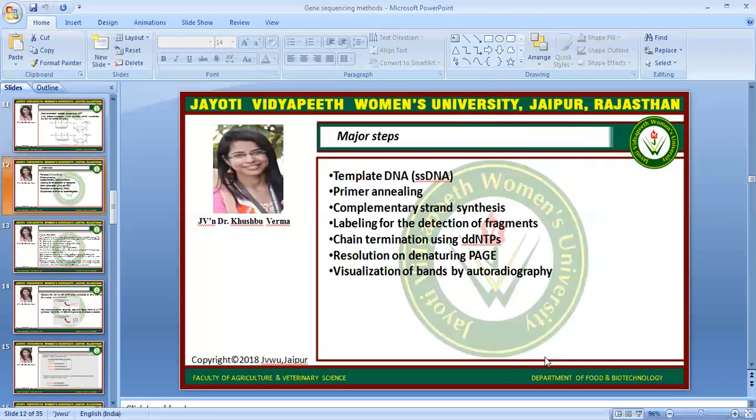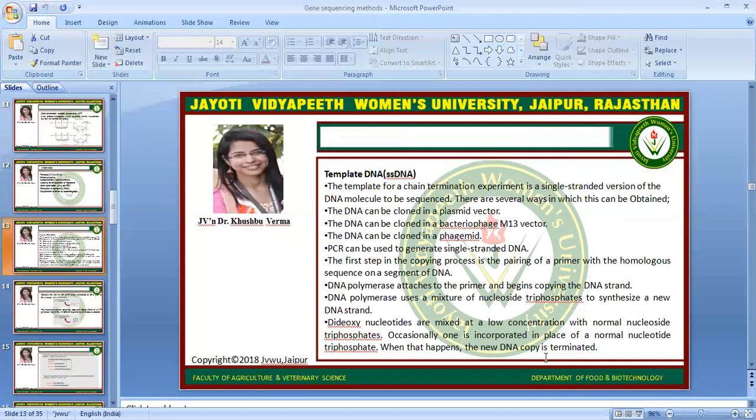Now we will discuss the major steps. First is template DNA, primer annealing, complementary strand synthesis, labeling for the detection of fragments, chain termination using ddNTPs, and resolution on denaturing PAGE and visualization of bands by autoradiography. First of all, we will discuss the template DNA, which is single-stranded DNA. The template for a chain termination experiment is a single-stranded version of the DNA molecule to be sequenced.